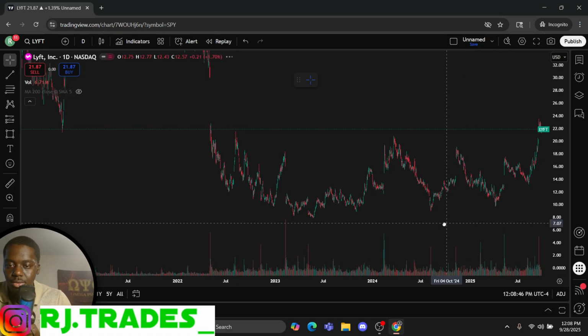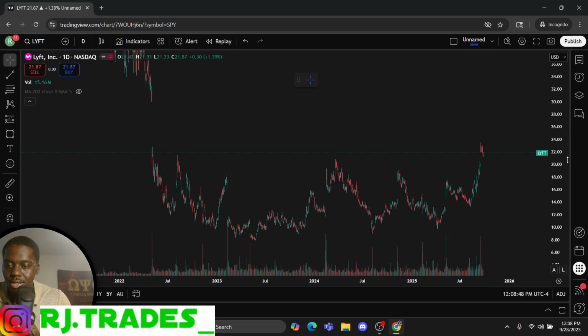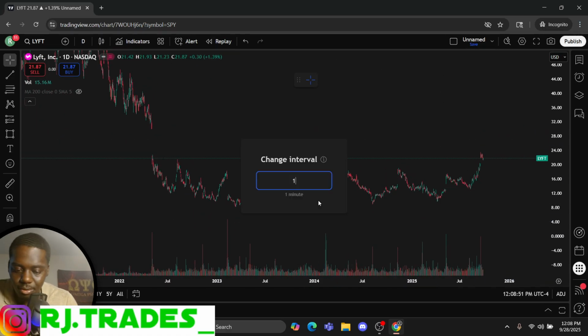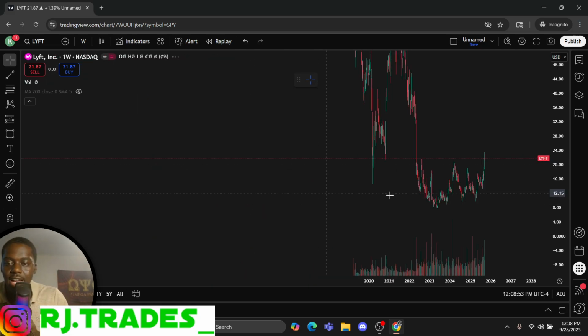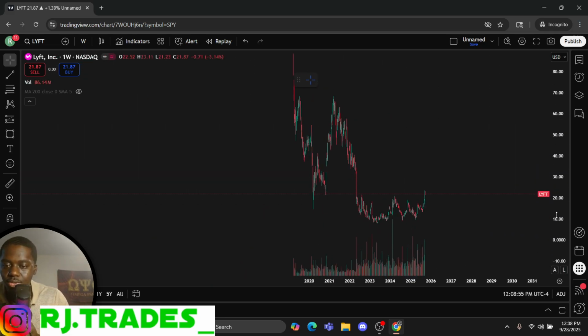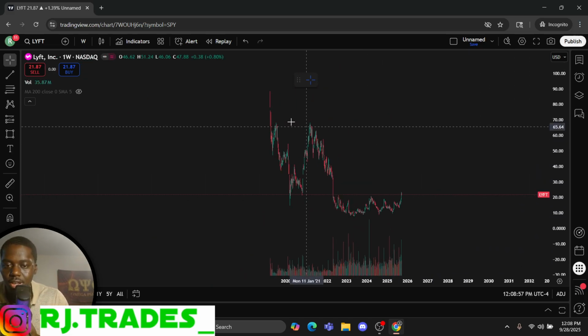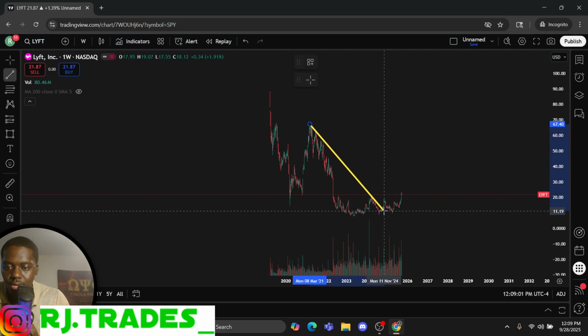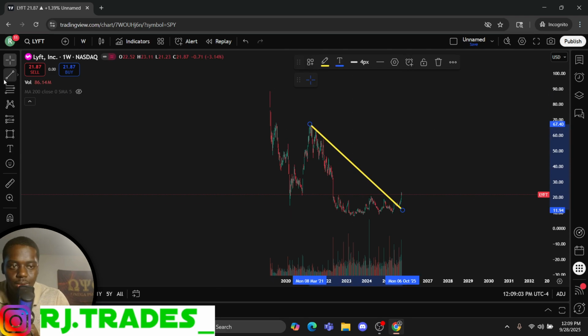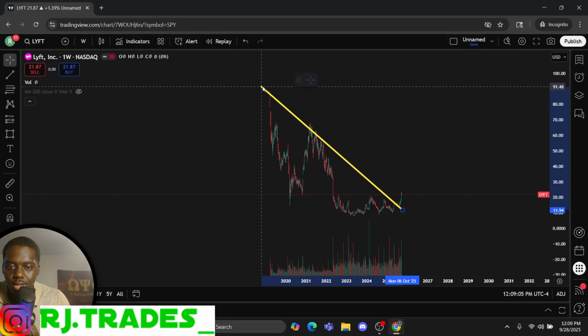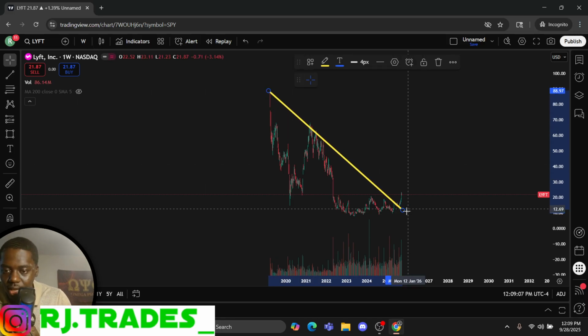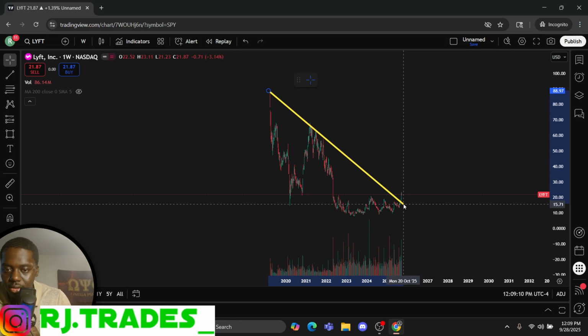Lyft. Even Lyft. If I show you this right here, I've got to zoom out heavily on this one. So this is the weekly chart on Lyft, and I believe we can go from up here. I don't think we go that far. We might be able to actually. Take a look at Lyft right here.